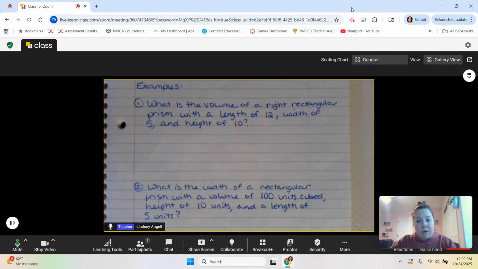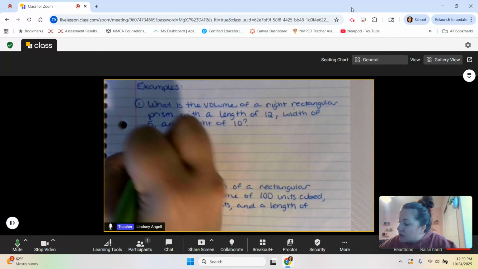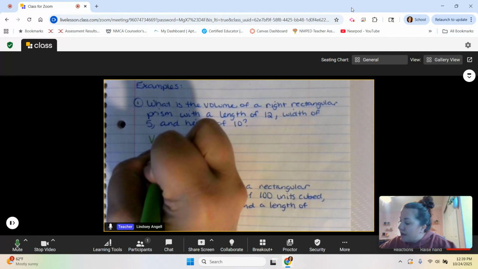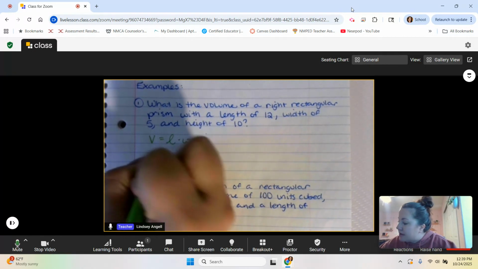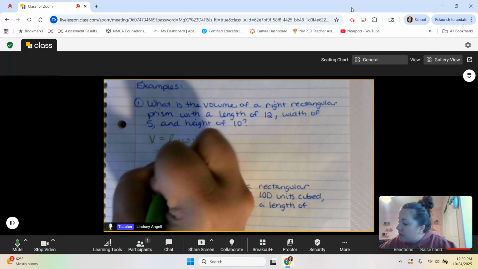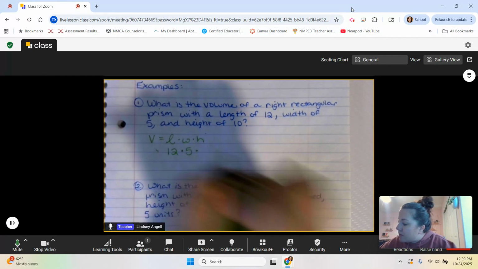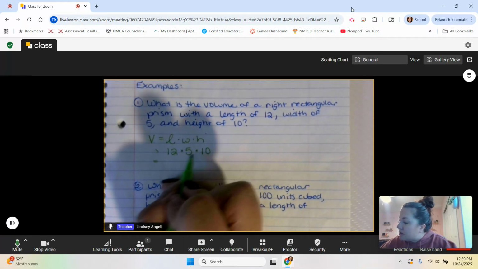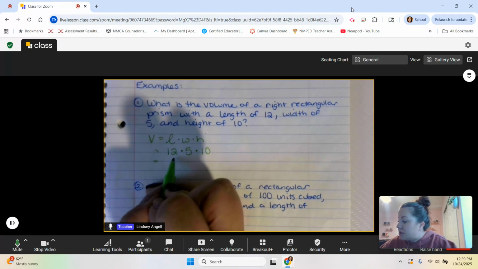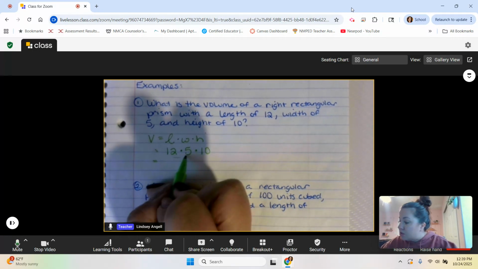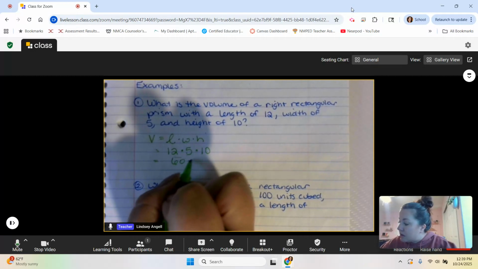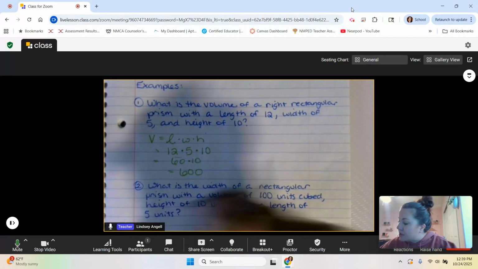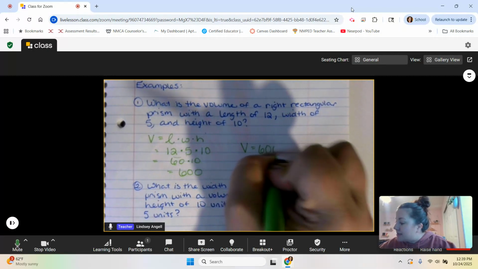So number one, what is the volume of a right rectangular prism with a length of 12, width of 5, and height of 10? So with that, we're just going to fill in that formula, length times width times height. So in this case, we've got 12 for our length, 5 for our width, and 10 for our height. It doesn't matter what order you do it in. 12 times 5 is 60, times 10 is 600. So the volume would be 600.